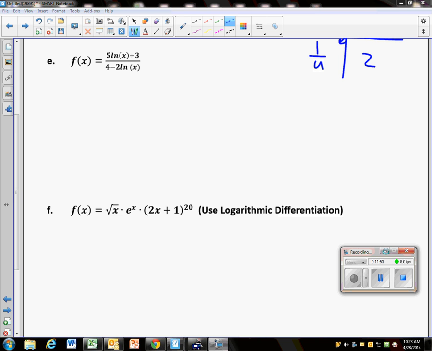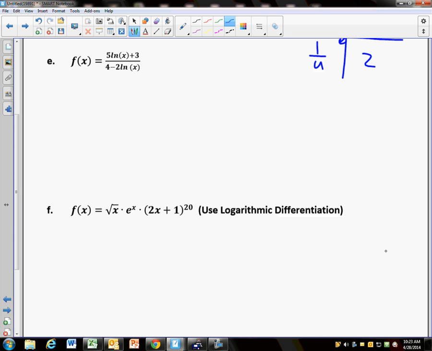All right, here we go. What rule do we have there? Quotient rule. Oh, this one looks bad. All right, quotient rule. F prime of x. What's the derivative of the top? Good. 5 over x. Super important. Does anybody not see why the derivative of that is 5 over x? Derivative of the top is 5 over x.